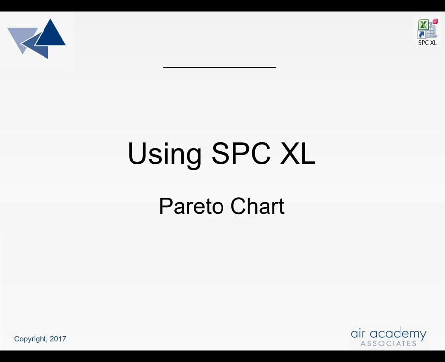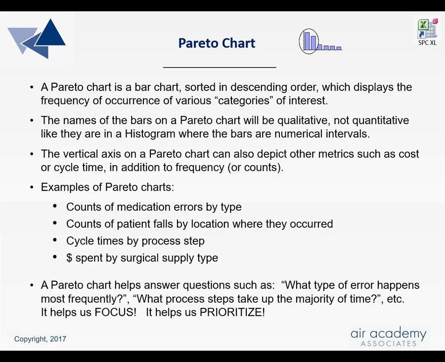A Pareto chart is a bar chart where the bars are sorted in descending order, and it displays the frequency of occurrences of various categories of interest. The names of the bars on a Pareto chart will be qualitative, not quantitative like they are in a histogram, where the bars are labeled as numerical intervals. The vertical axis on a Pareto chart can also depict other metrics such as cost or cycle time, in addition to frequency or counts.